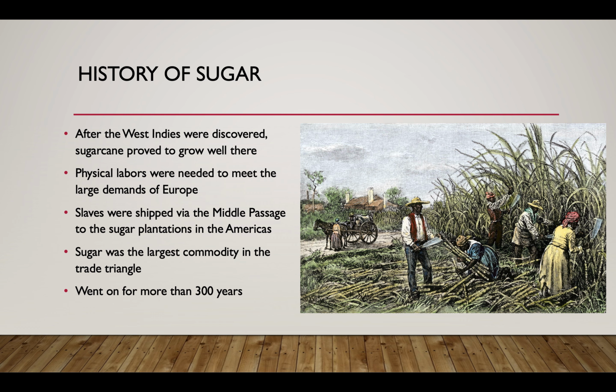And sugar was the largest commodity in the triangular trade. Not only did they ship sugar, but they made rum and molasses from sugar, and Europeans also loved those products too. And all this went on for more than 300 years.